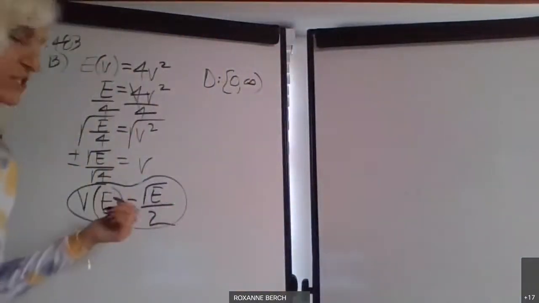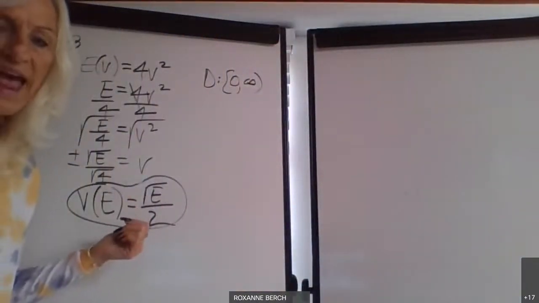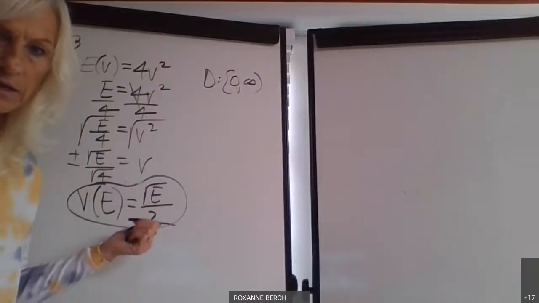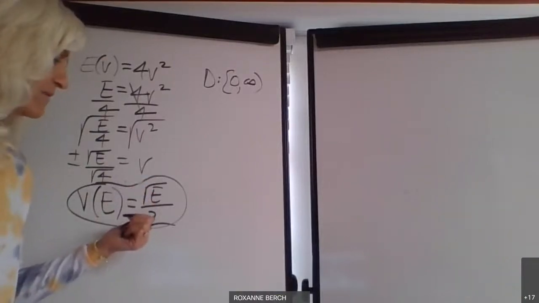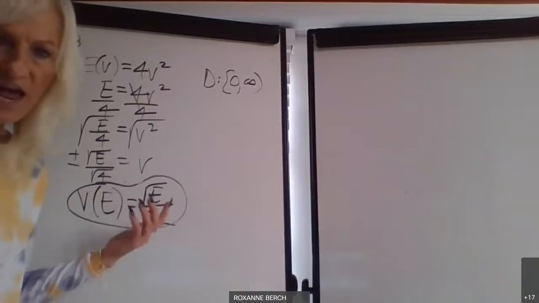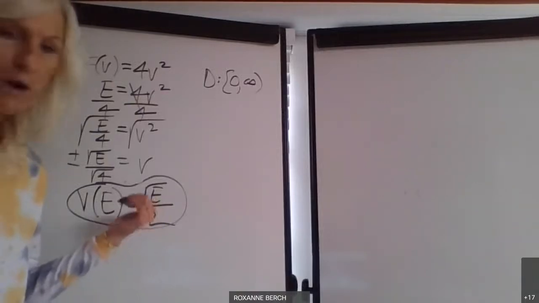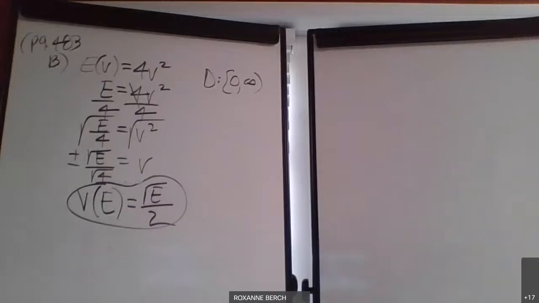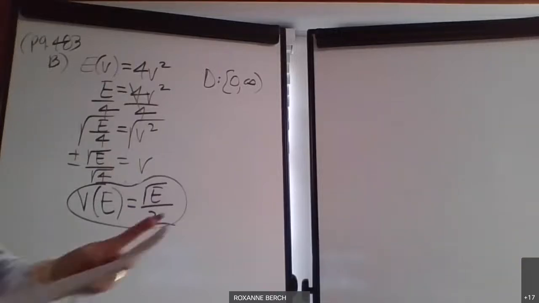So you guys, I forgot to graph, but this graph would be 1/2 times the square root of E. So that would actually be a vertical compression by 1/2 of the square root function. I'm not going to do it for the sake of time.